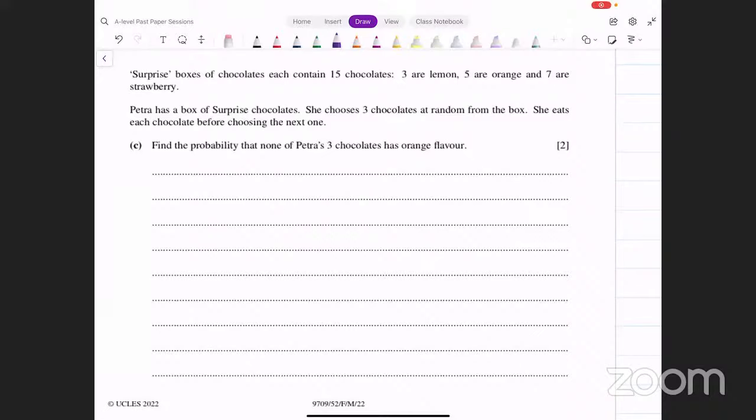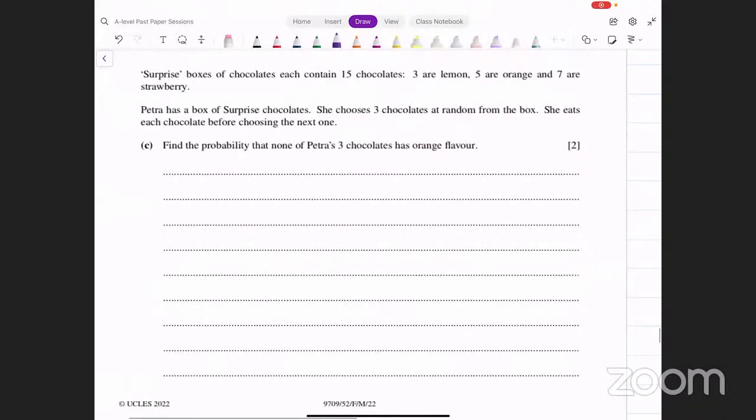Petra has a box of surprise chocolates. She chooses 3 chocolates at random from the box. She eats each chocolate before choosing the next one. So she's not putting the chocolates back, of course. Find the probability that none of Petra's 3 chocolates has orange flavor. Okay. Acha, what was the probability of orange? First time, you have 5 orange chocolates out of 15. How many are there other than orange? Non-orange, how many? They are 10 out of 15.